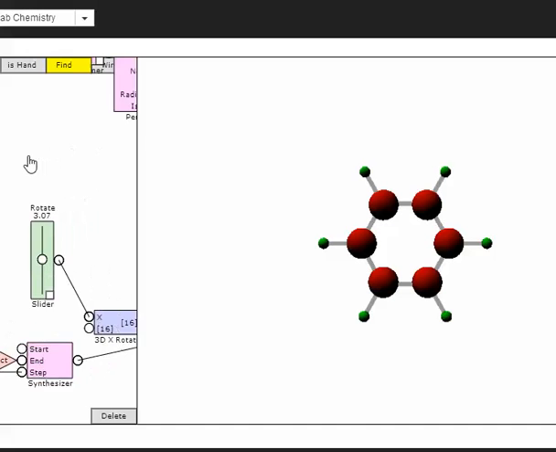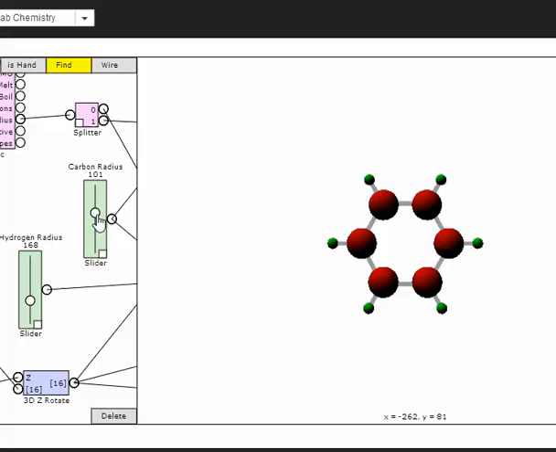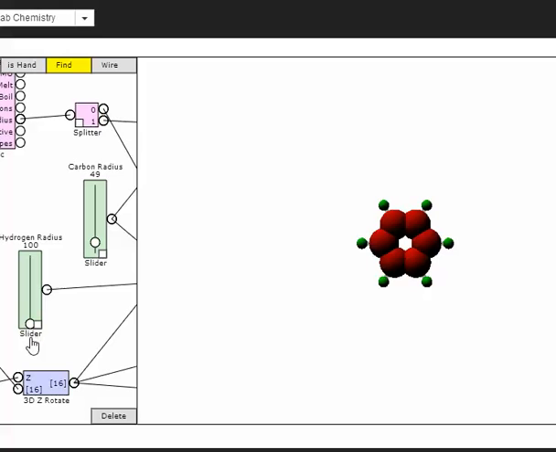Now I can change the way this looks. I can change the distance out to the hydrogen. I can't change the size of the hydrogen. That's being set by the periodic element. And I can also change the distance out to the carbon. So sometimes people like to look at these things like this. They like to see them nice and tight.